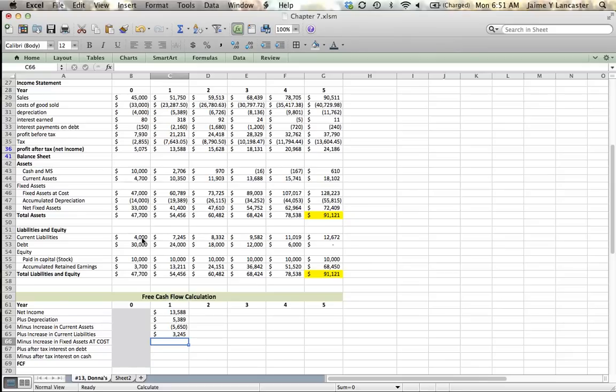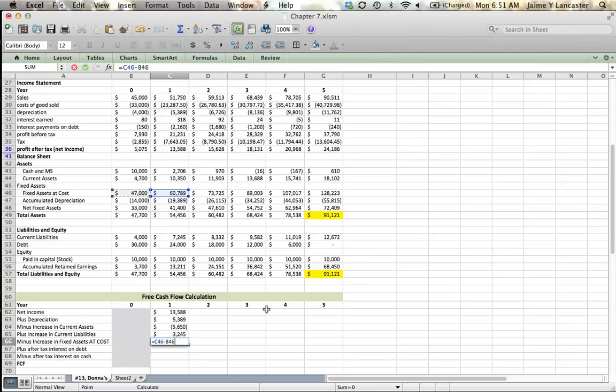Another thing is that when we buy fixed assets, that can represent a substantial outflow of cash for a firm, but it doesn't show up on the income statement. So we could actually be very strapped for cash based on investments that we've made. So our increase in fixed assets at cost, we are going to subtract them from our free cash flow, because that's not cash that we have.